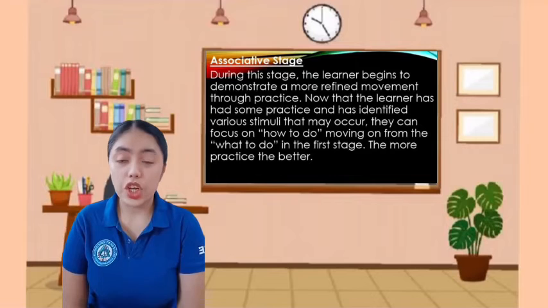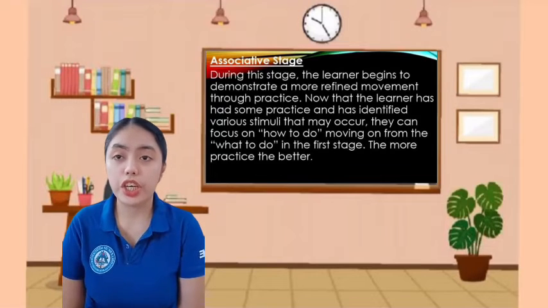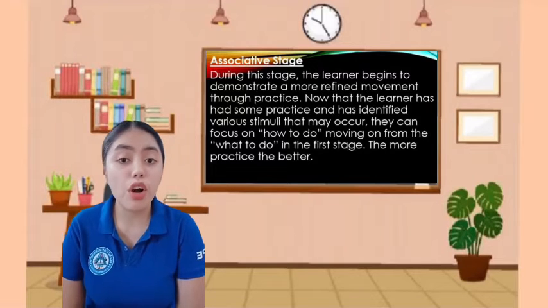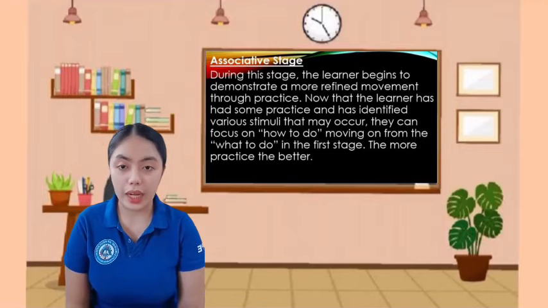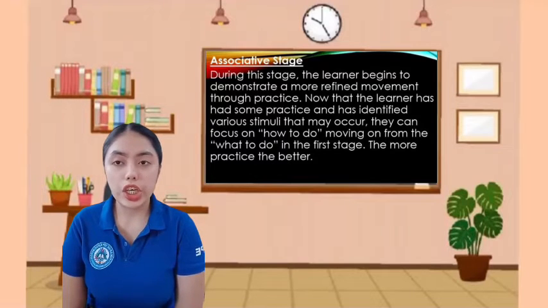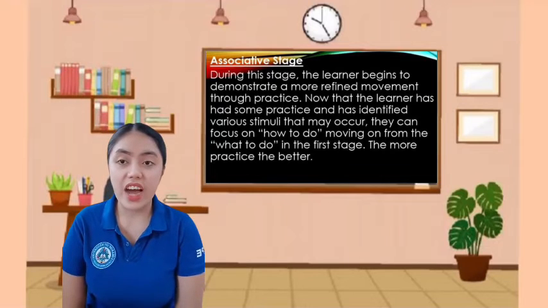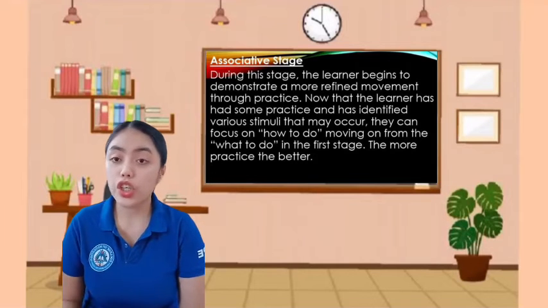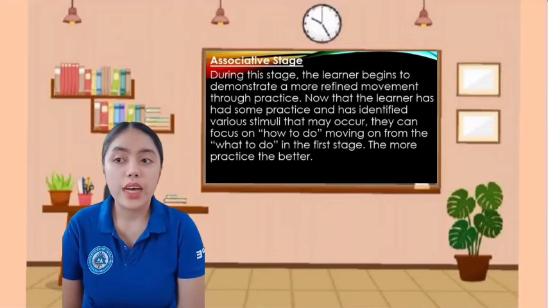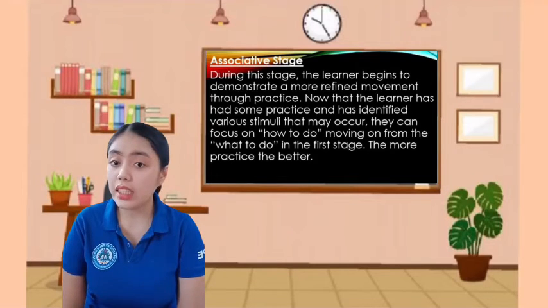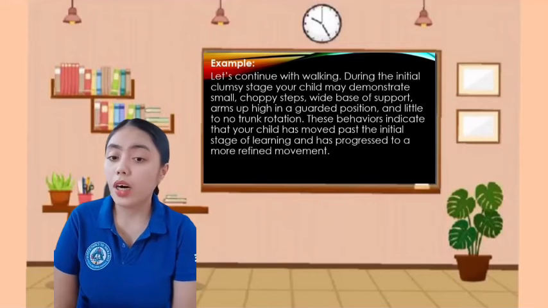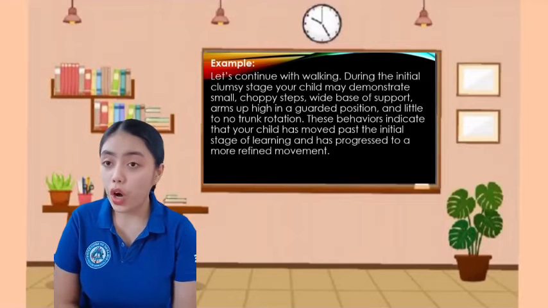Associative stage. During this stage, the learner begins to demonstrate a more refined movement through practice. Now that the learner has some practice and has identified various stimuli that may occur, they can focus on how to do, moving on from the what to do in the first stage. The more practice, the better. Example, let's continue the walking.